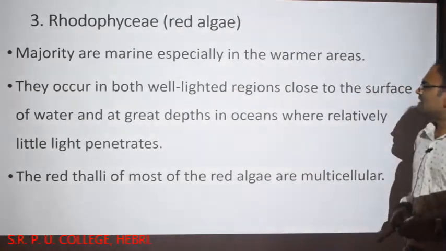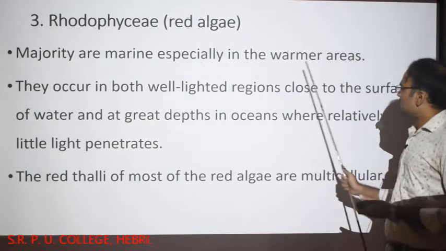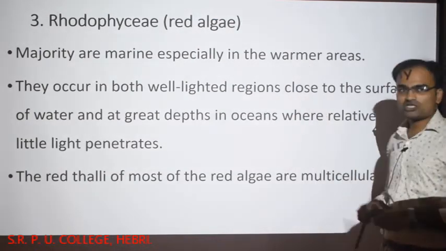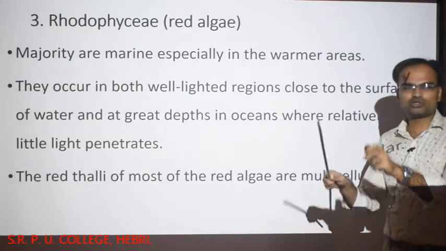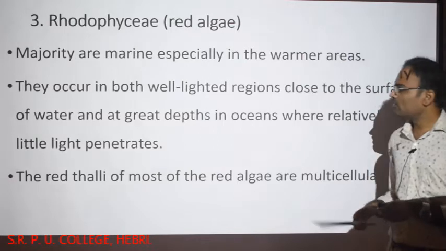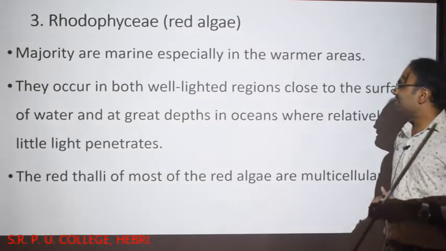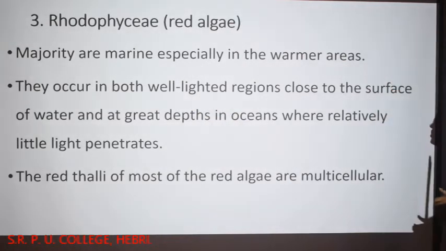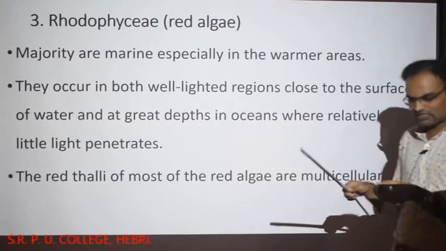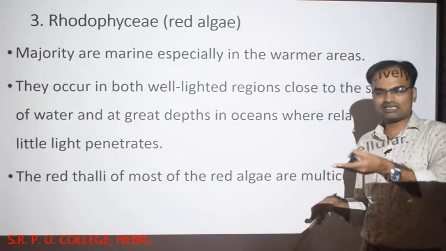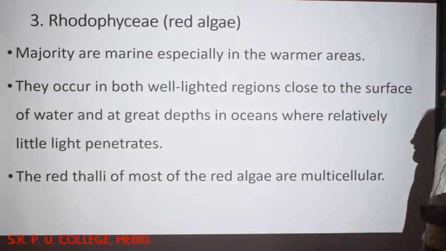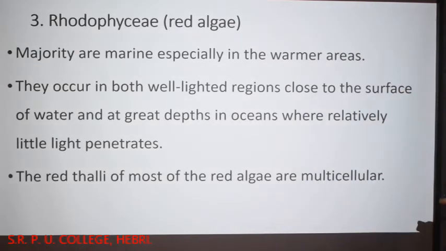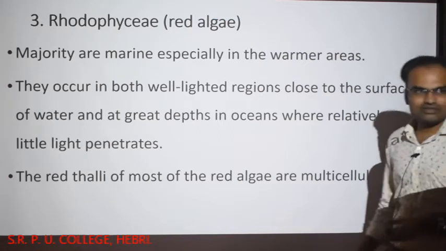Majority of the red algae are especially present in marine as well as in warmer areas where the temperature is somewhat optimum, not too low, not too high. They occur in both well lighted regions close to the surface. Okay, that means they are not present in the depth of the ocean, but they are present on the surface of the ocean water and at great depth in oceans where relatively little light penetrates.